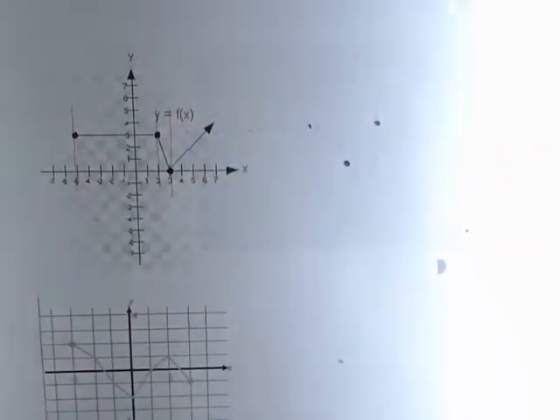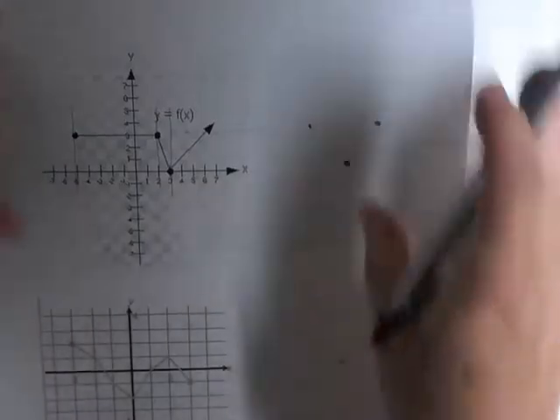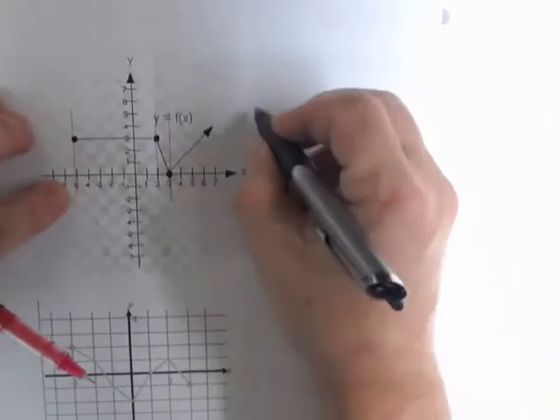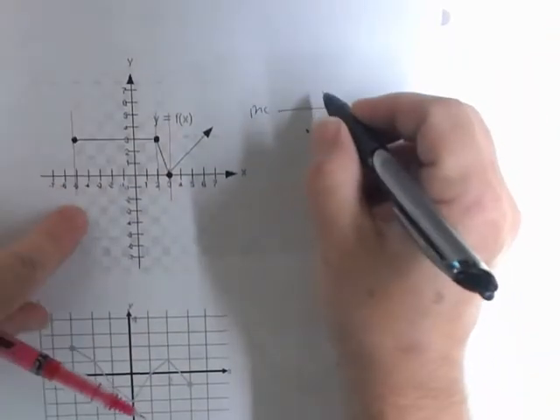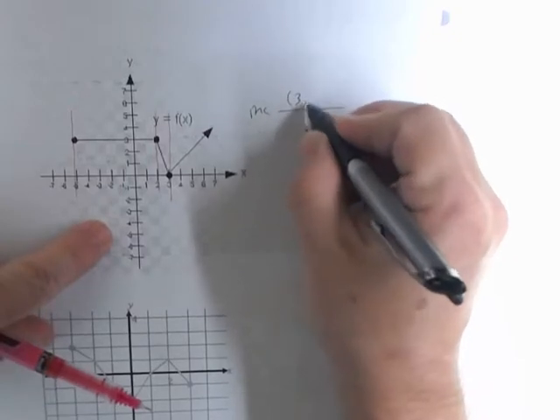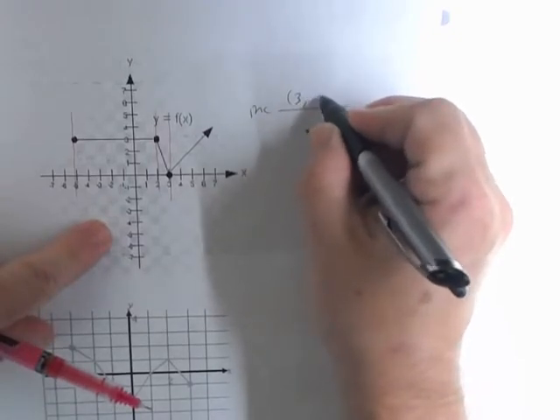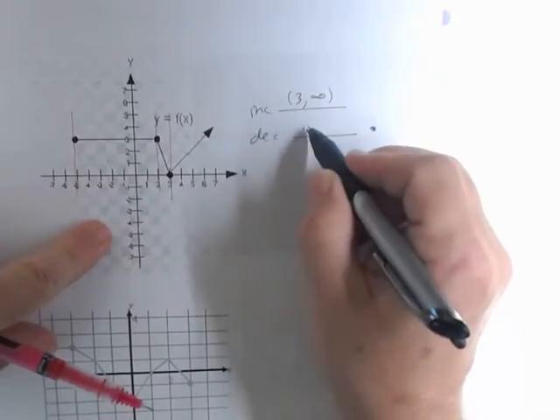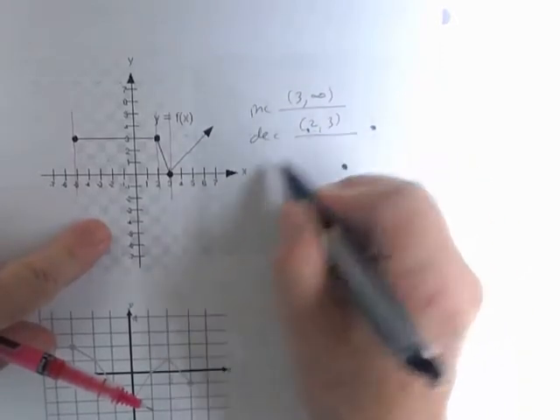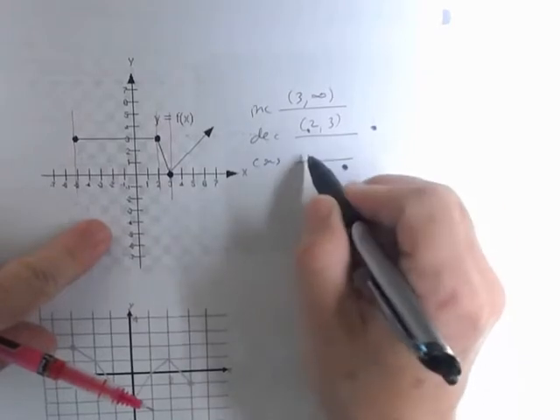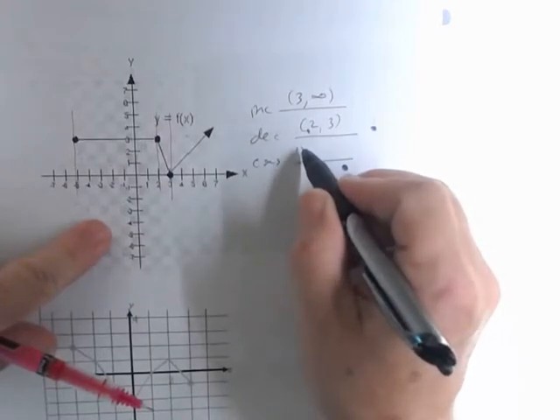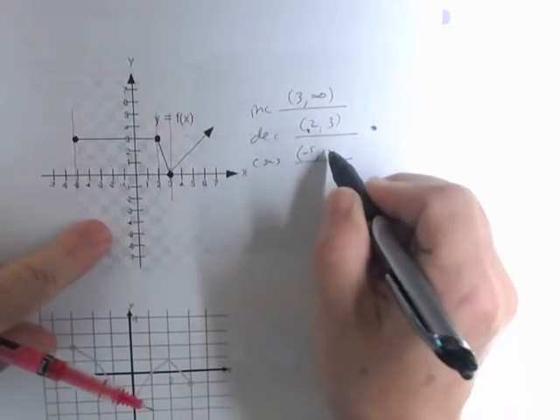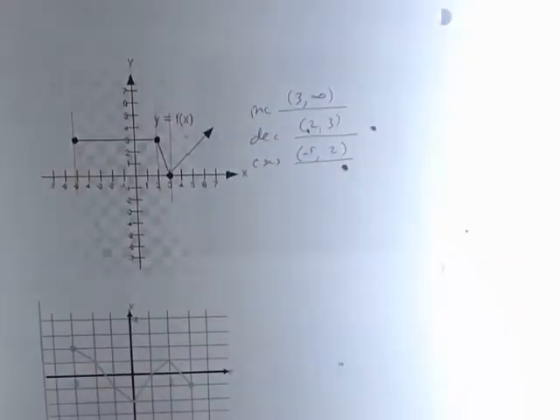Okay, good. So now we're going to write that out. So the intervals where the graph is increasing is where? 3 to infinity, right? Decreasing? 2 to 3. And constant? -5 to 2? Okay.